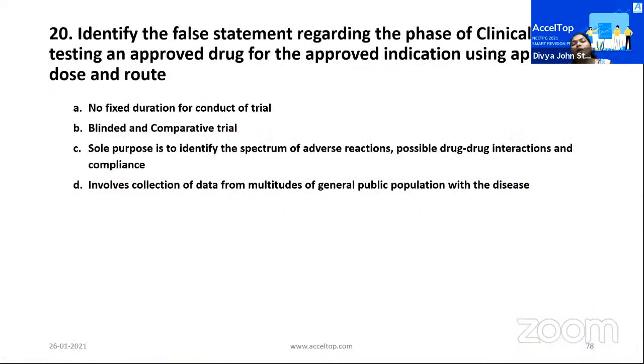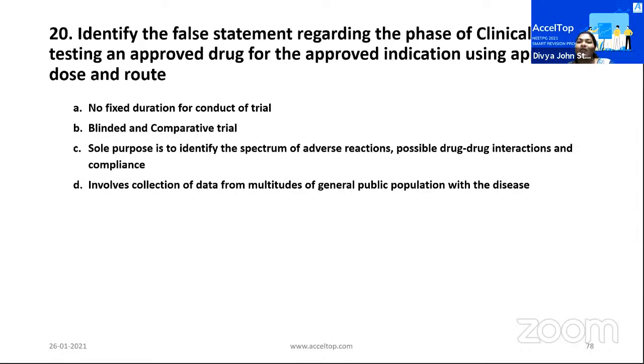Fine. Now we'll recap again. Identify the false statement regarding the phase of clinical trial testing an approved drug for approved indication using the approved dose and route. Oh, sorry, we're doing clinical trial for the first time.